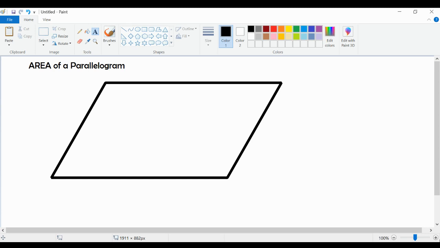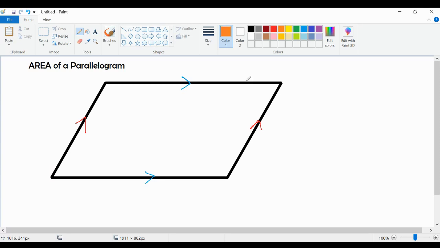We're going to do the area of a parallelogram. If this is a parallelogram, it has 4 sides. The side at the top is parallel to the one at the bottom, and the ones at the side are parallel, or go in the same direction as each other. So this is called a parallelogram. It's got 2 pairs of parallel sides.